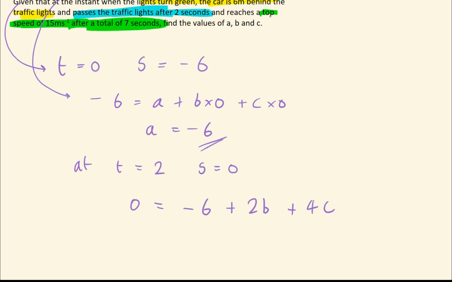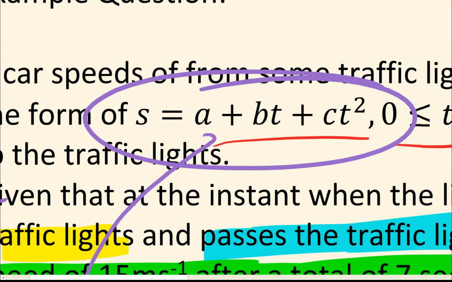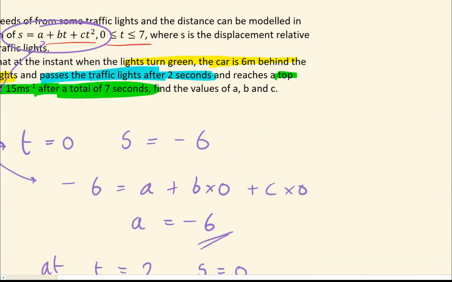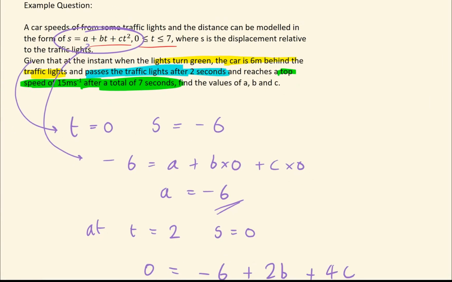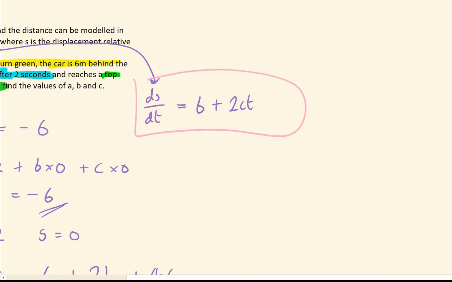And next we're told it reaches a top speed of 15 meters per second after a total of 7 seconds. So we've got the speed here, which right now isn't useful because this is a displacement formula. However, we can go from displacement to speed just by differentiating. So if we differentiate this, ds by dt, that's going to be B plus 2Ct. Again, feel free to check that in case that's not obvious. This here is going to be our speed or velocity.